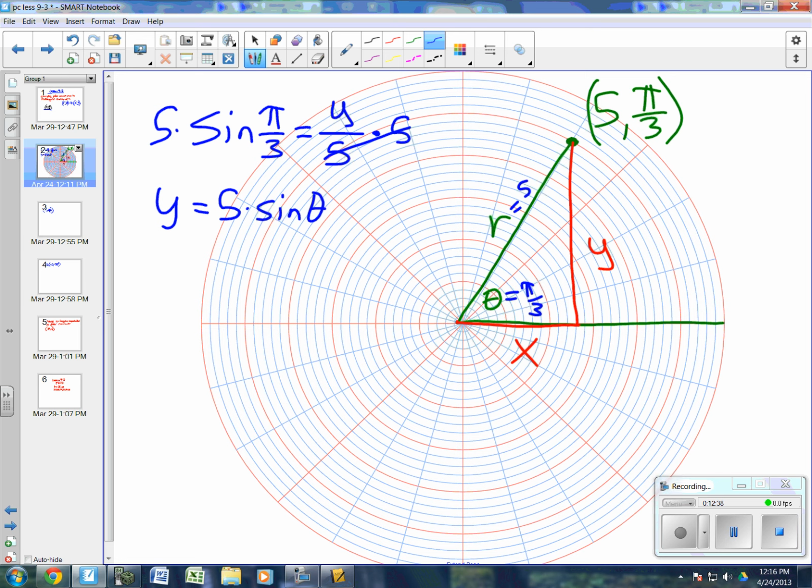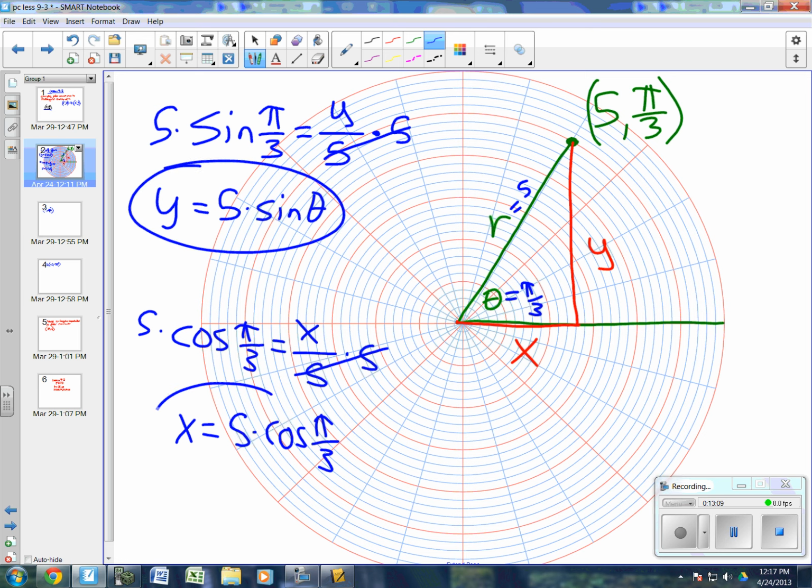Does that suggest a formula that we could come up with to find the y coordinate? Let's find the x coordinate first. What would I do if I wanted to find the x coordinate, knowing I have this and this, and I want to know x? Cosine of pi thirds equals x over 5. Excellent. Times both sides by 5. The 5's cancel out, and you get x equals 5 times the cosine of pi thirds.